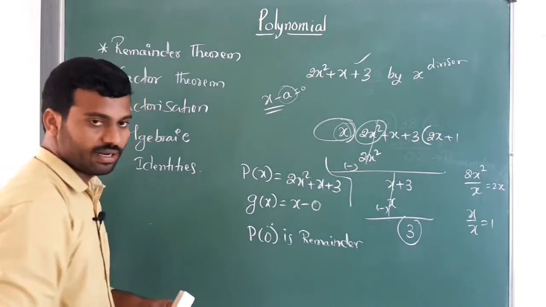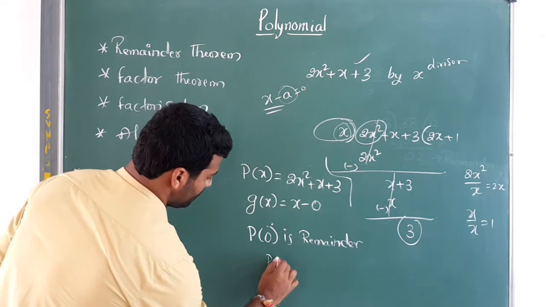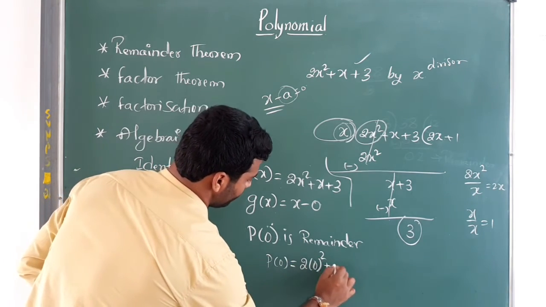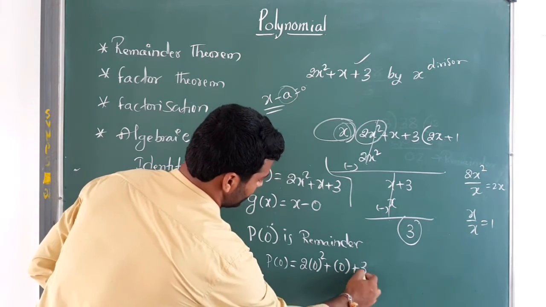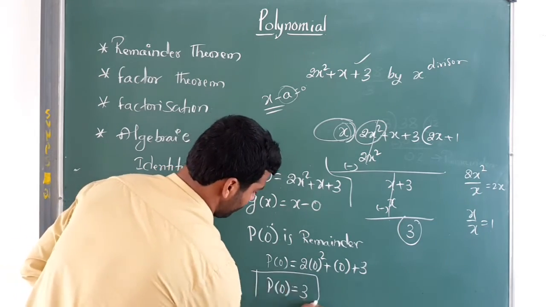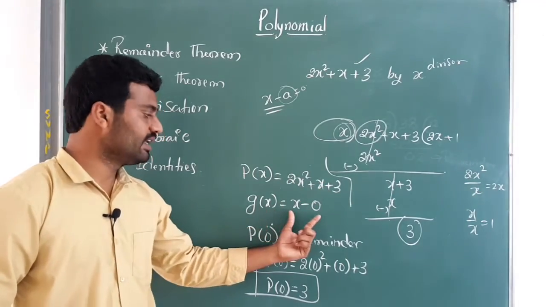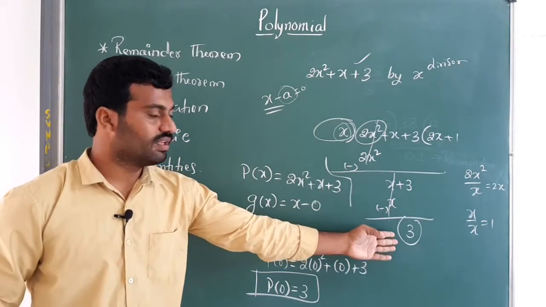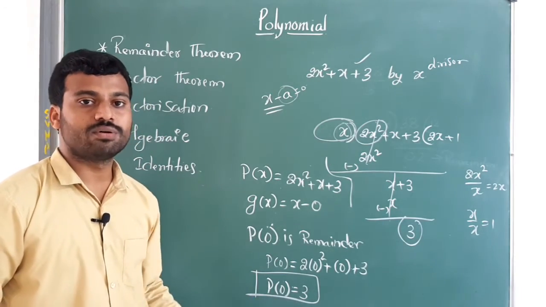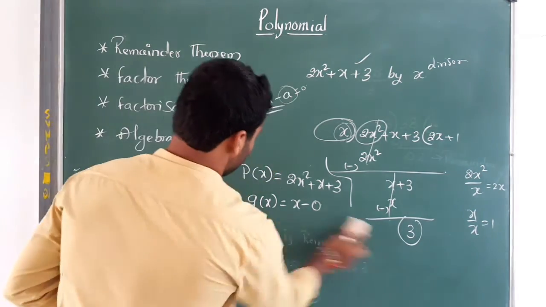Let me apply it and see whether we get the same one or not. P of 0 is nothing but 2 into 0 square plus 0 plus 3. So P of 0 is equal to 3. This is the remainder. If any polynomial is divided by a linear polynomial, there is no need to go with the division method. Directly you can use the remainder theorem and find the remainder. I will take one more example so that you get clarity.